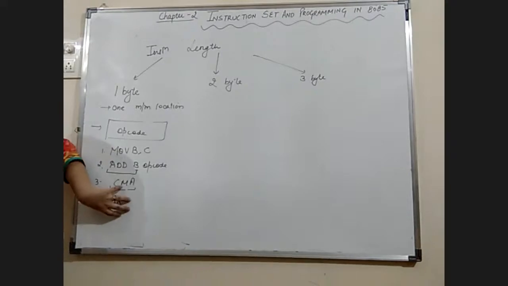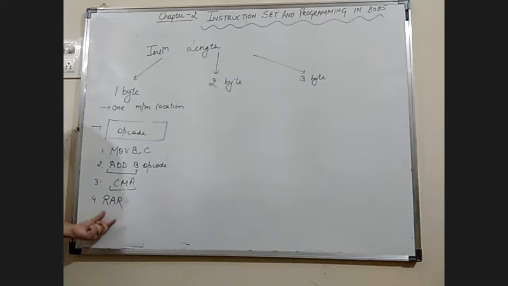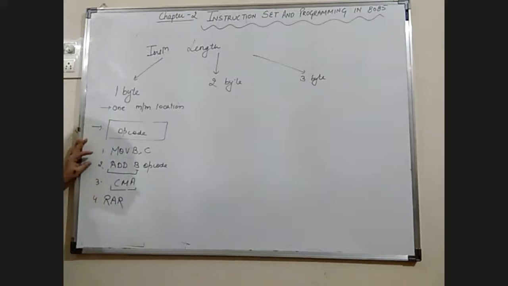Again, in this instruction the contents are present in the accumulator. So this is the opcode, and within the opcode the operand is present. These types of instructions are the 1-byte instructions.